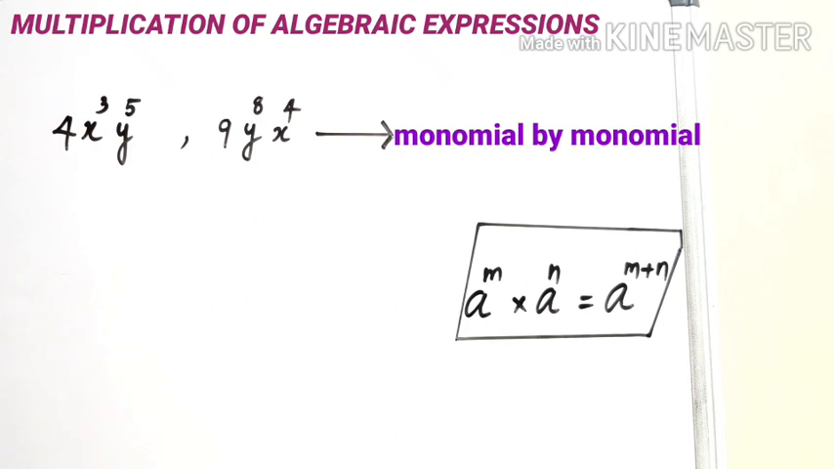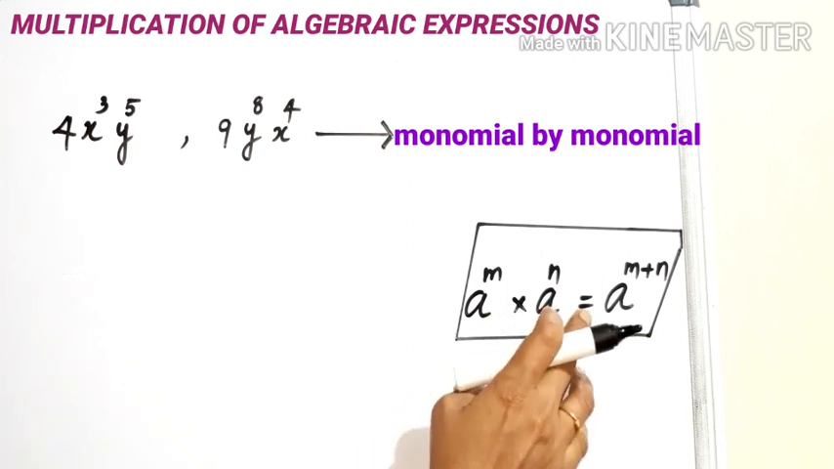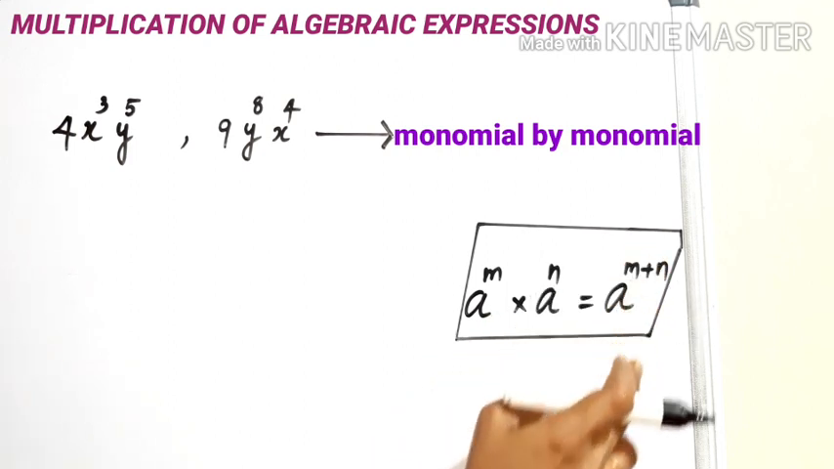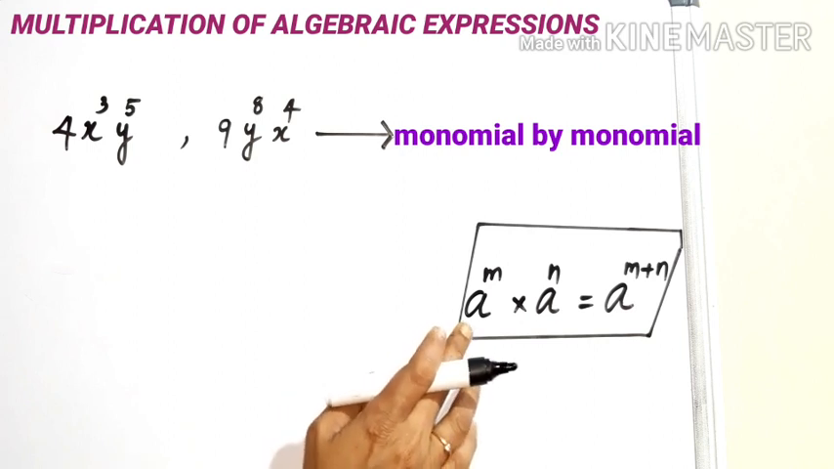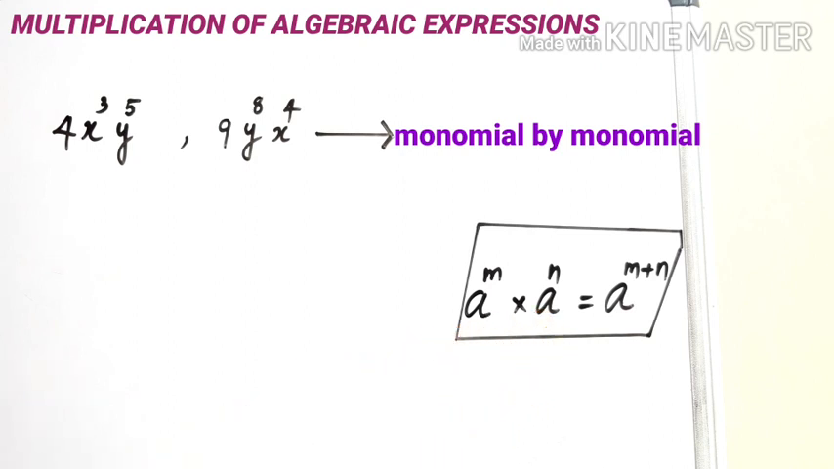In multiplication of algebraic expressions, we use laws of exponents and multiplication of integers. From laws of exponents, mainly a^m times a^n equals a^(m+n). Here, the bases are equal, right?